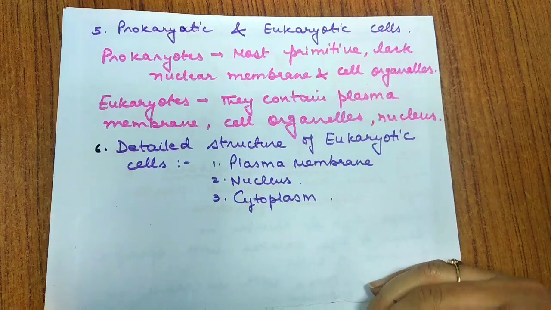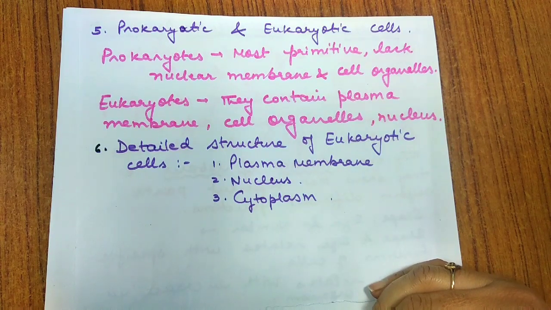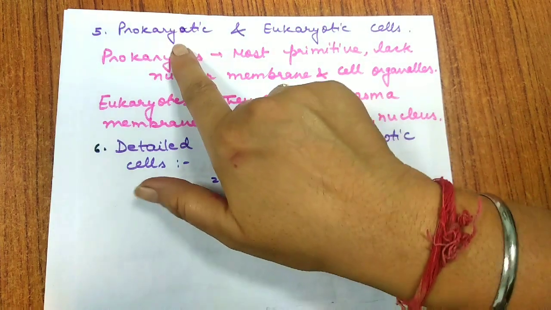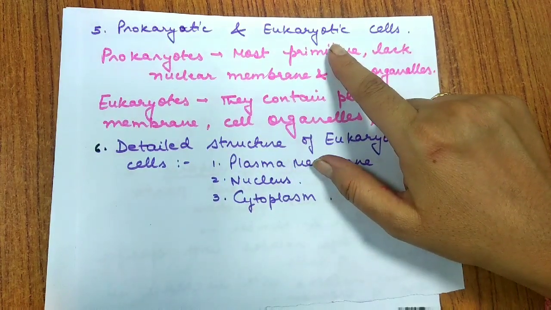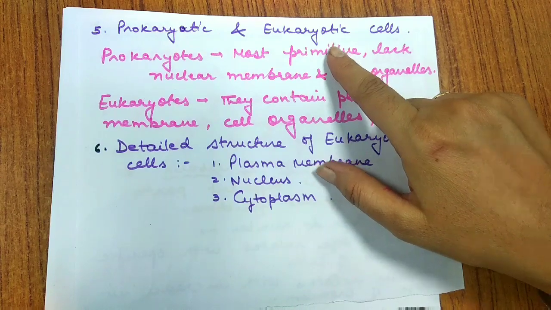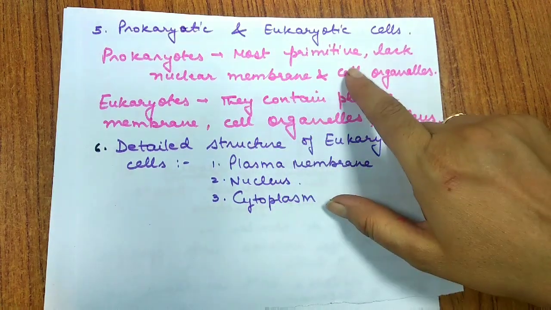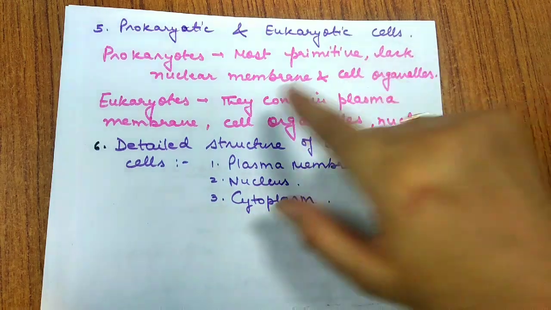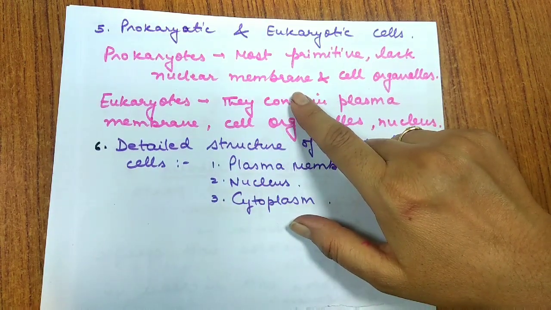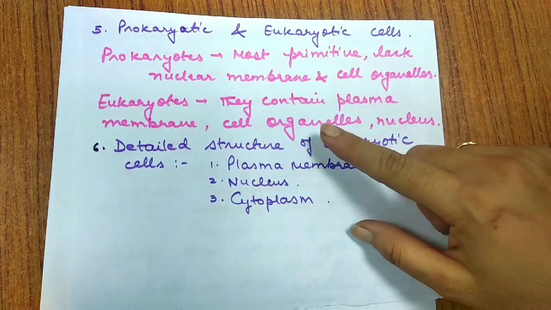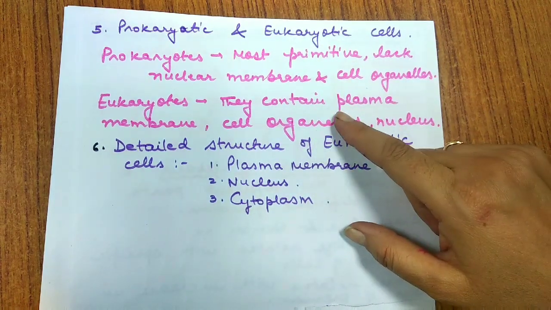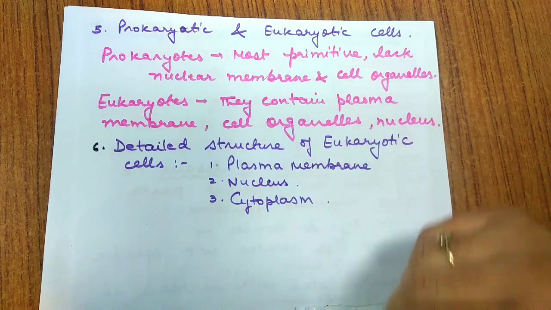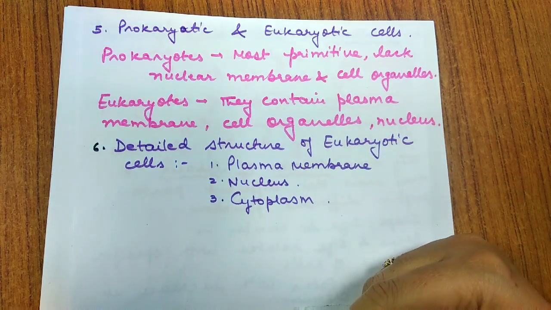This type of classification is based on the complexity of the cell, how complex the cell is. And we classify cells into two categories, prokaryotic and eukaryotic cells. What are prokaryotic cells? They are the most primitive organisms like bacteria, like blue-green algae, cyanobacteria. What is so specific about them? They lack a nuclear membrane. That means they do not have a nuclear membrane around their genetic material. And we call them prokaryote. Prokaryote means, pro means before, and karyon comes from nucleus.